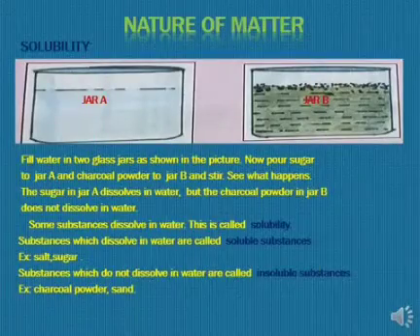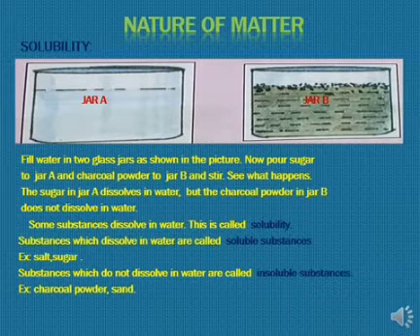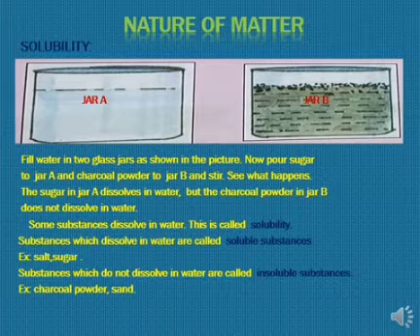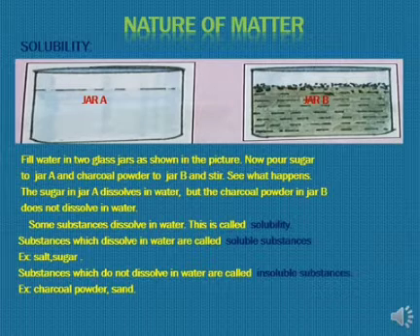Now we will learn what solubility is. Now look at the picture. There are two jars, A and B, and both are filled with water. So fill water in 2 glass jars as shown in the picture. Now pour sugar into jar A, and charcoal powder into jar B, and stir. So 2 jars are taken and filled with water, and in the first jar A, we put sugar. In the second jar B, we put charcoal powder, and we have to stir both the jars.